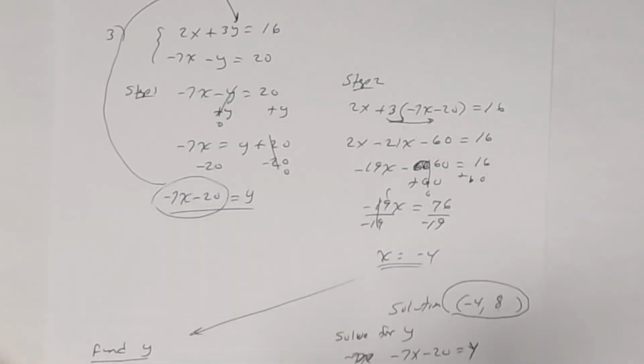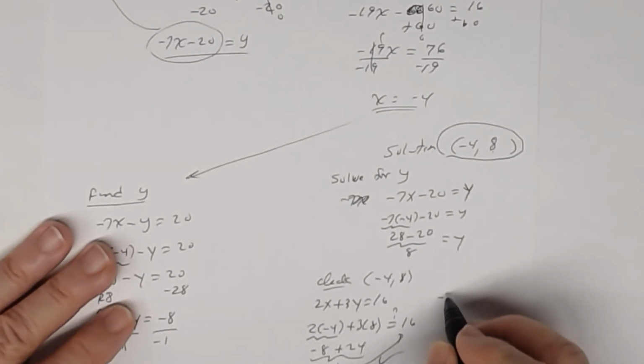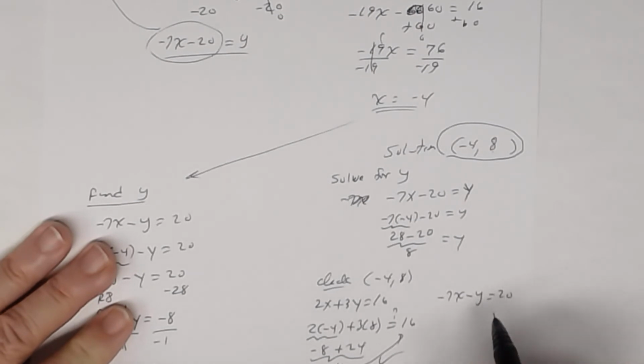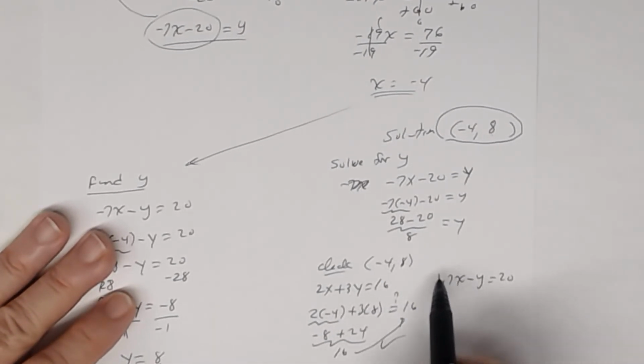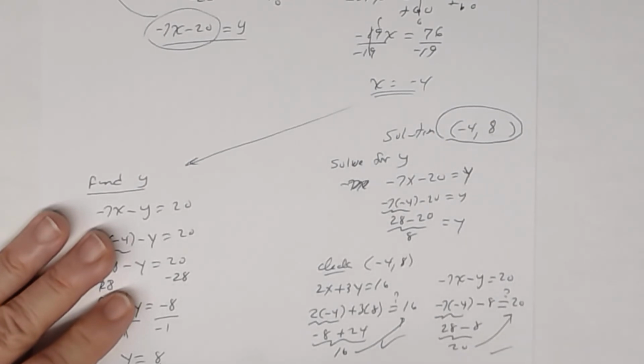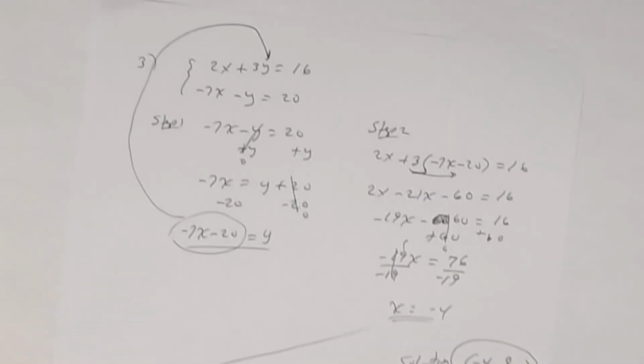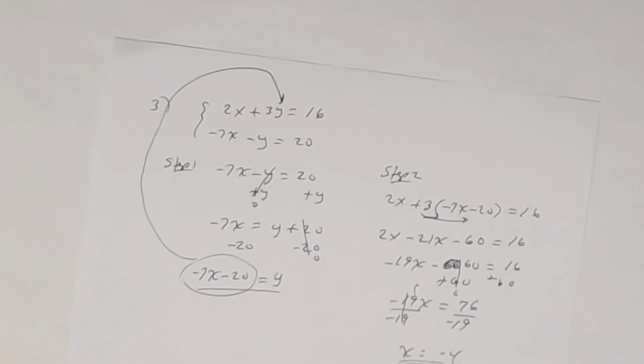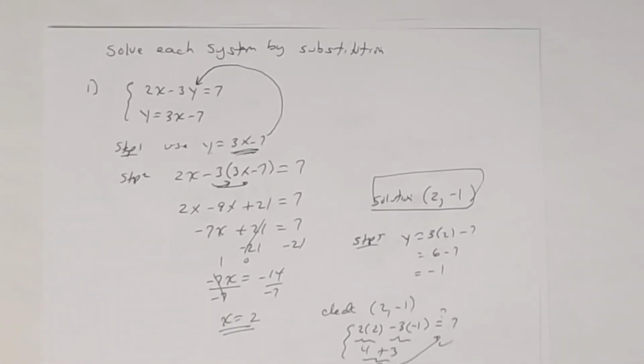Now let's do the second equation: negative 7x minus y equals 20. In place of x, substitute negative 4, and in place of y, substitute 8. So negative 7 times negative 4 minus 8, and I want to see that it equals 20. Negative 7 times negative 4 is 28. 28 minus 8 is 20. All right, so that works. So there's your solution. That is how you solve a system by substitution. All right, so that will be the end of this lesson.